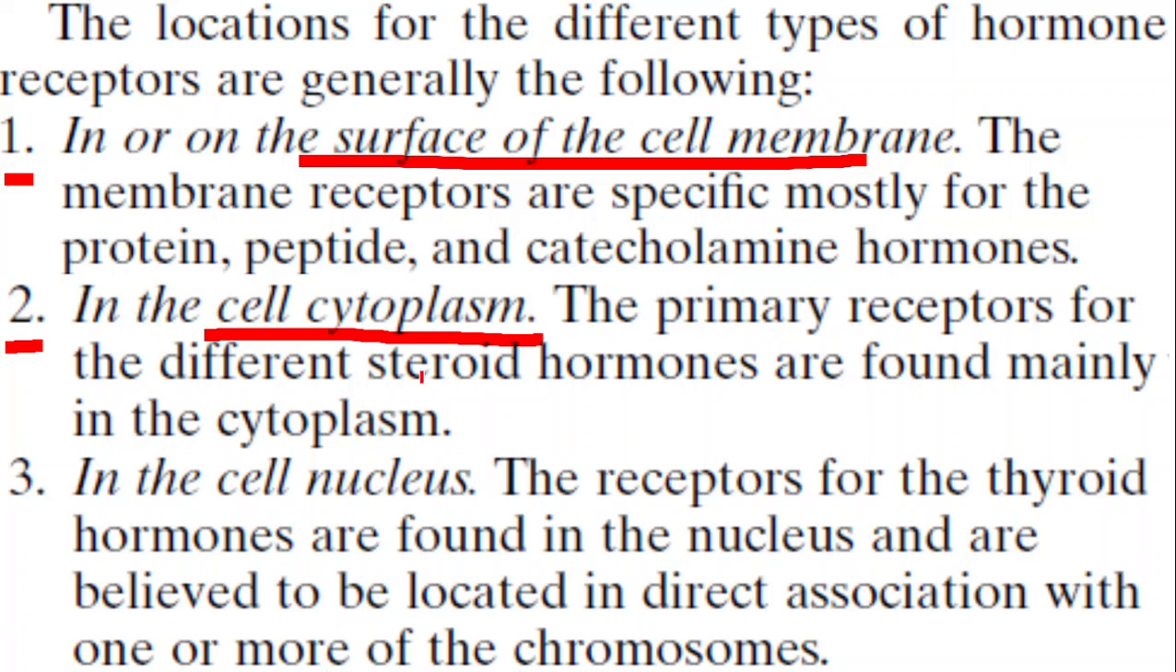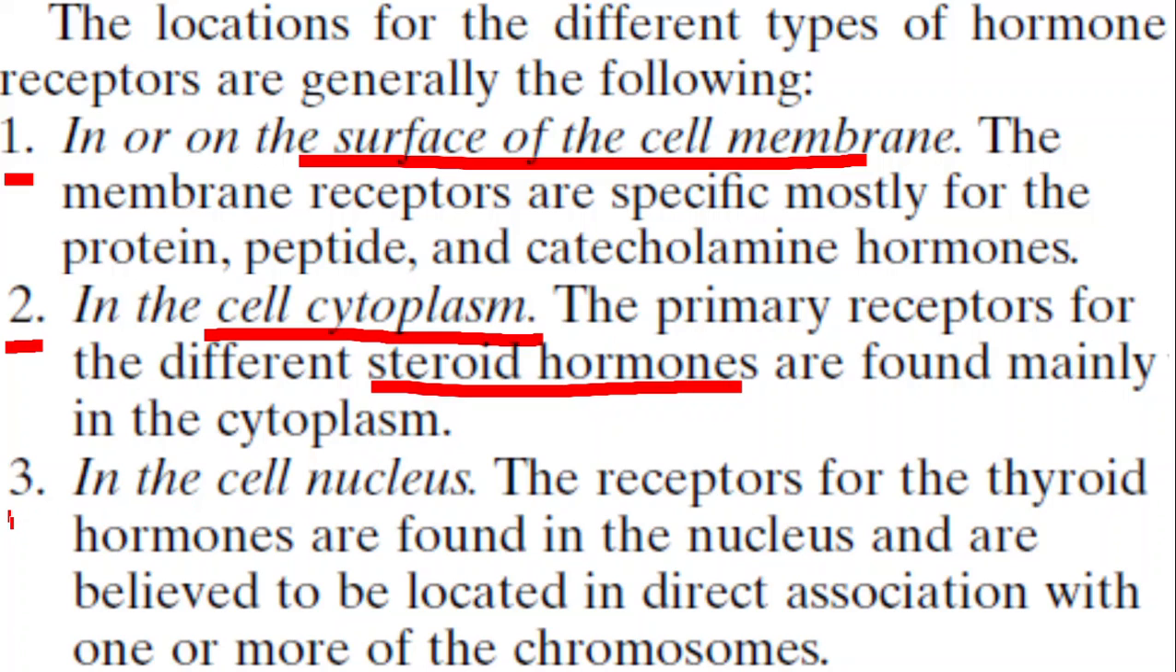The second case is one in which the receptor is present in the cytoplasm. Here the hormones are steroid hormones. Simply because the steroid hormones are easily able to pass through the plasma membrane, their receptor is present in the cytoplasm. Binding of the hormone with the receptor will result in a series of chemical reactions.